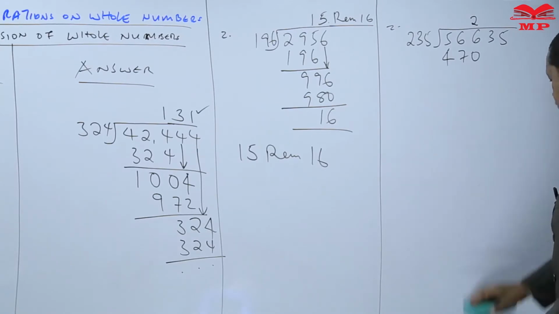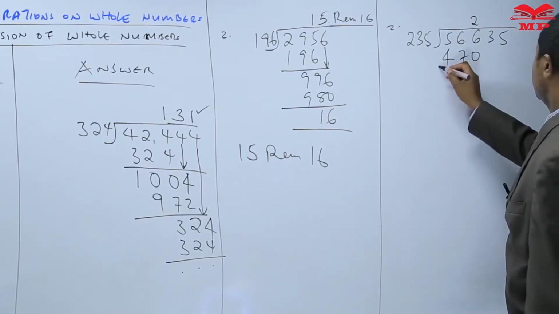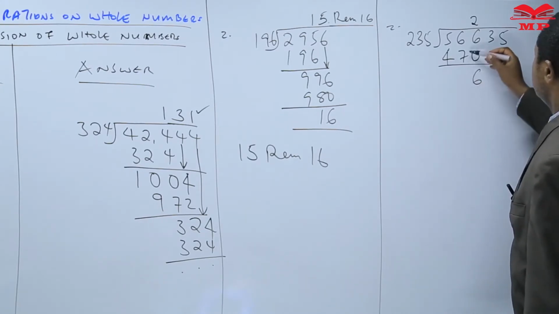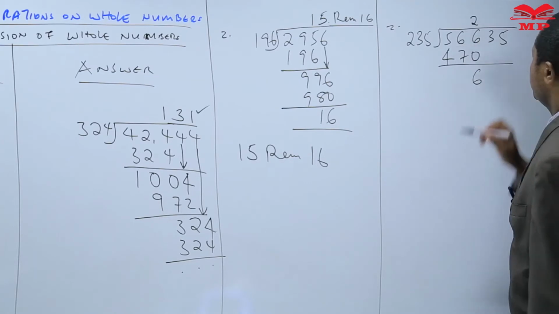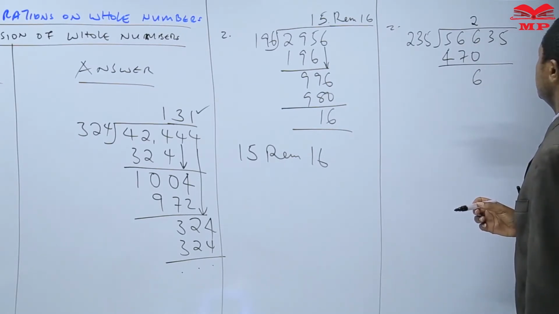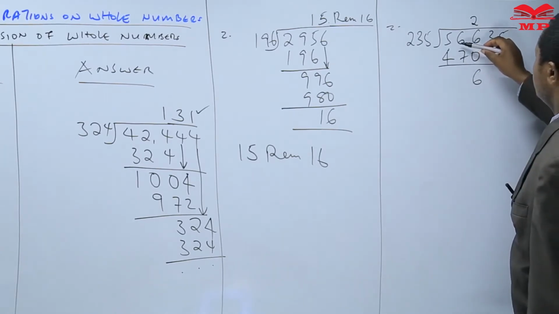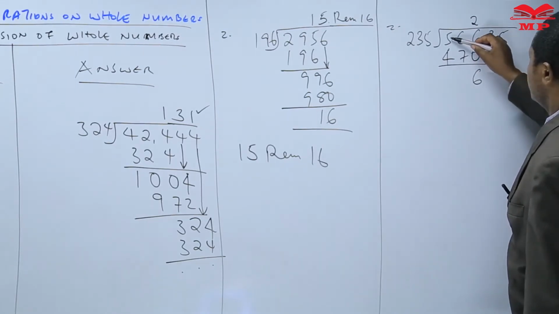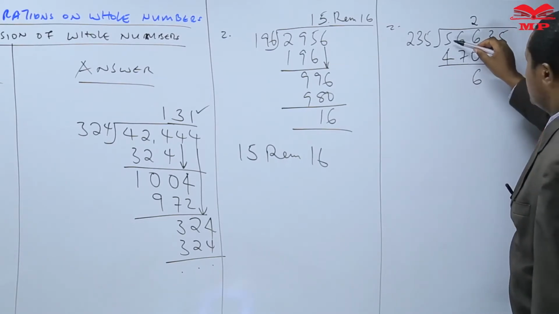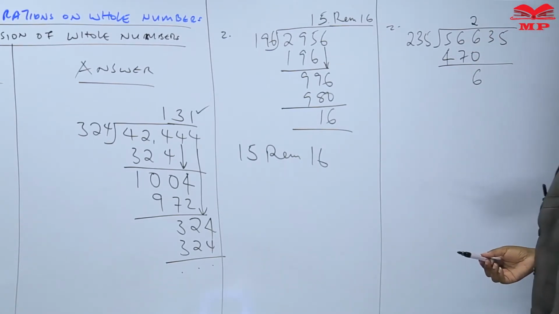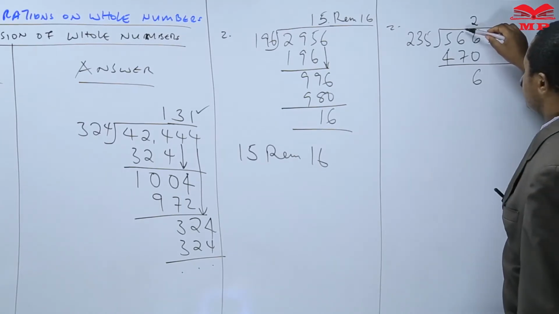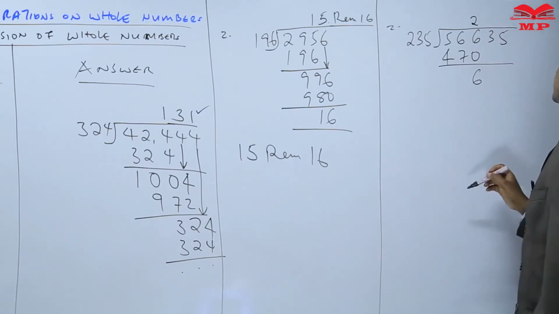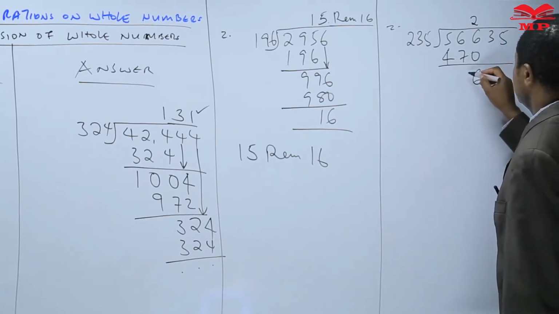470. Then we subtract. 6 minus 0, 6. 6 minus 7, not possible. We borrow 1 here. We borrow from the hundreds. These are hundreds. We borrow 100. Then we add here to get 10 tenths plus 6 tenths. 16 tenths minus 7, 9.